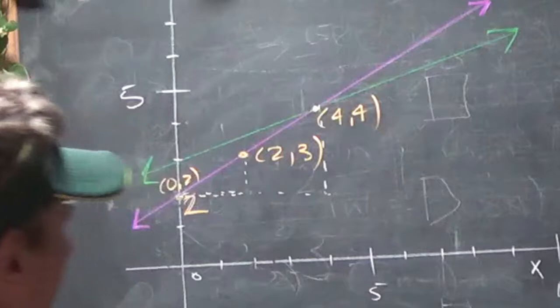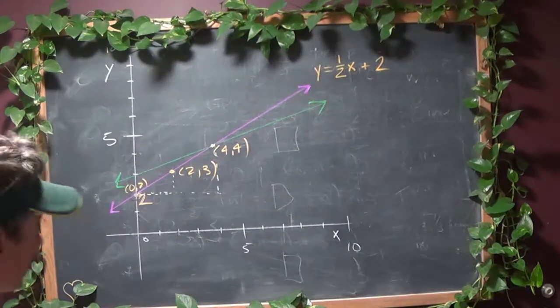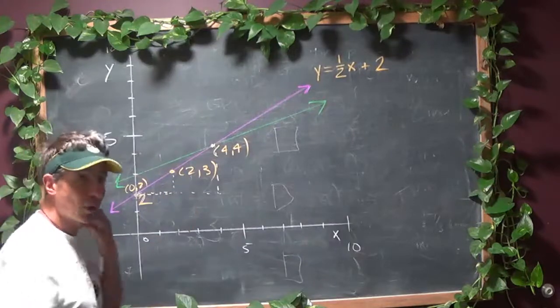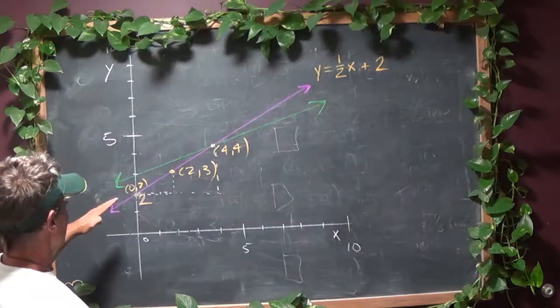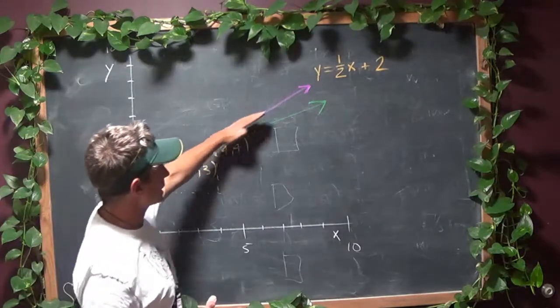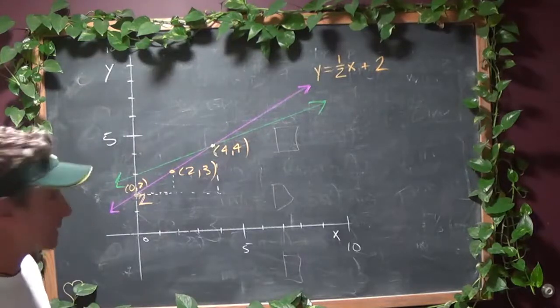So it doesn't matter which points you use, so long as you measure them correctly and then do the rise and the run correctly. What makes the line is this uniform constant slope. So it doesn't matter what 2 points you use, you're always going to have that constant slope.